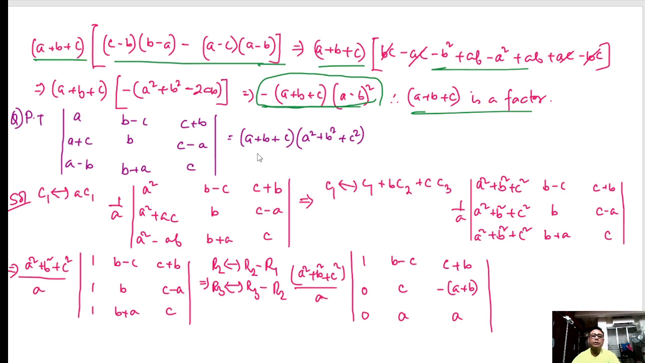Prove that this is equal to this. So let us perform the operation: multiply C1 with A. So we have to adjust with 1 by A. That means this is multiplied by A, so it becomes A square. This is multiplied by A, so it becomes this. This is multiplied with A, becomes this. Clear?